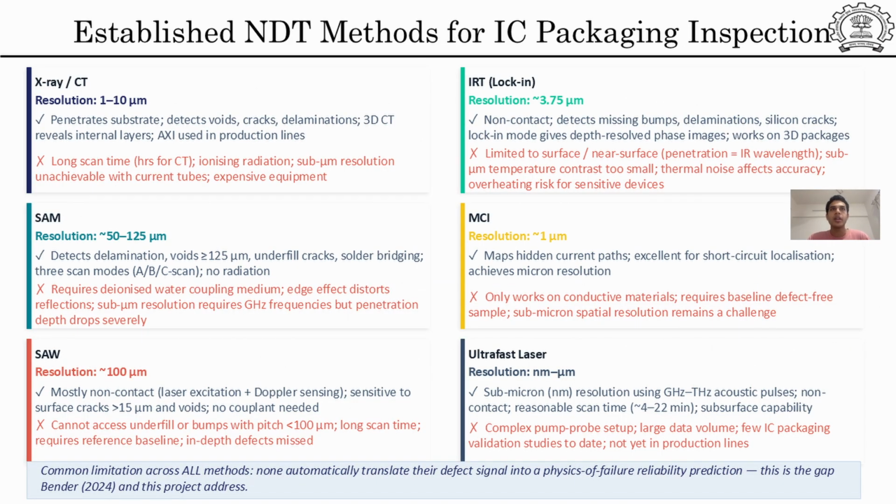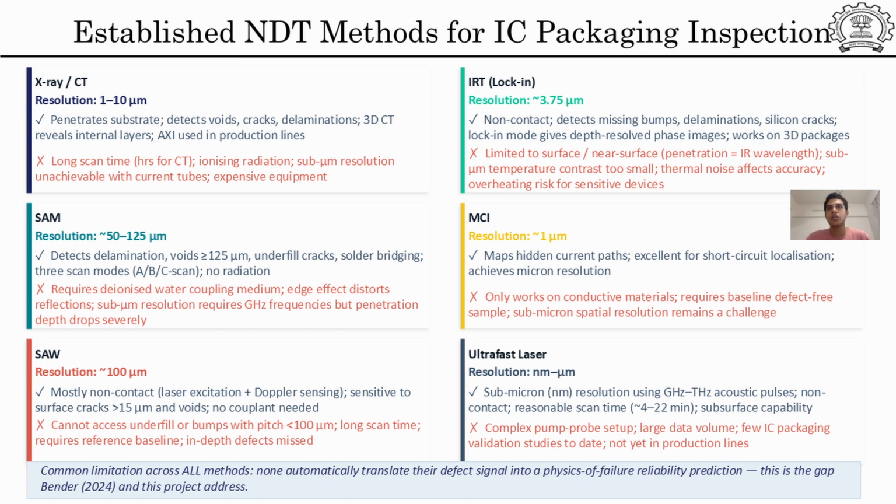Aryan and al. in 2018 review 6 major NDT methods, all shown here. I want to go through each with both what it does well and its critical limitation. X-ray and CT. Its resolution is 1 to 10 micrometers. It penetrates the substrate, detects voids, cracks, and delaminations, and is already used in automated production lines. The limitation, however, is that full CT takes hours and submicron resolution is physically unachievable.